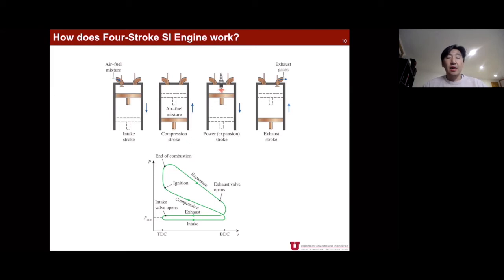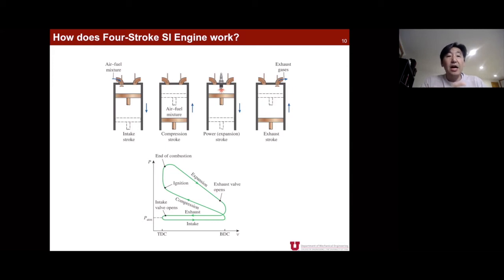Now, because we are learning those kinds of processes in thermodynamics, what we really care about is the measurable variables, measurable properties. As I said, we have three key measurable properties. One is pressure, second is temperature, and third is volume. Those three are measurable. Let's assume that we measure pressure and volume during these four-stroke processes. And yes, we can measure them. So now let's try to draw a PV diagram based on this measurement.